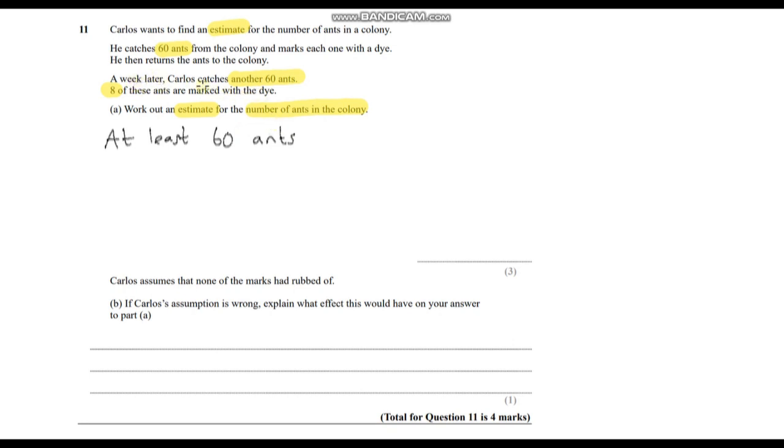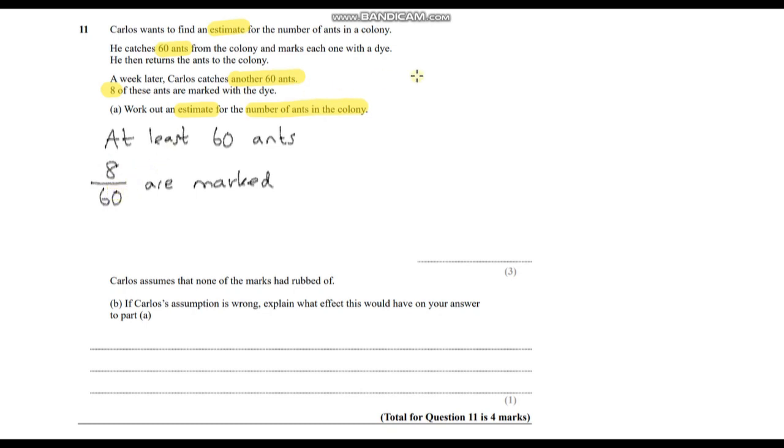And then it says a week later, Carlos catches another 60 ants, and 8 of these are marked with a dye. So 8 out of 60 are marked. So there's a lot more than 60, because if there were exactly 60, then all of them would be marked. But only 8 out of 60 are marked. Because he's just taking a random sample of ants and 8 out of 60 are marked, this will be the fraction of the total number of ants that are marked.